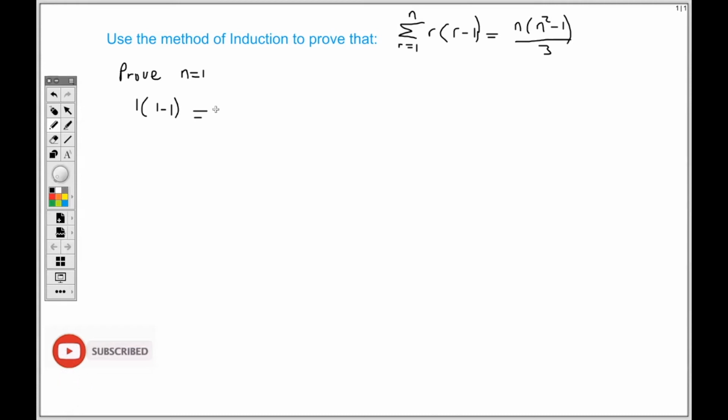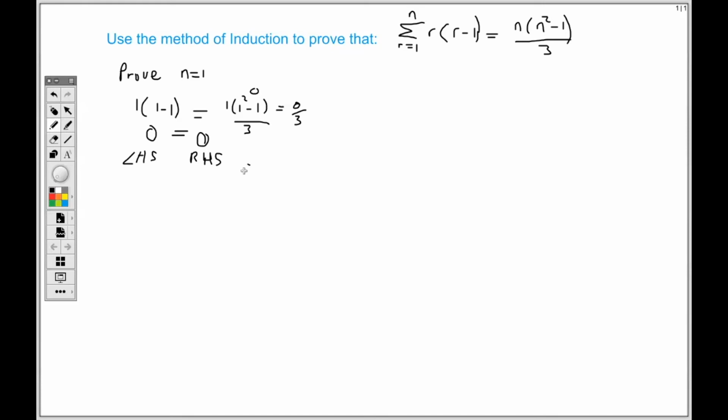On the right hand side, I am going to also replace n to be 1. So I have 1 open bracket, 1 squared minus 1 all over 3. Calculating this, 1 minus 1, that's 0. So this part will be 0. You know 0 times a number is just 0. Numerator, 1 squared is 1, so 1 minus 1, that's 0. 0 times 1 is 0. So in the numerator I have 0 and the denominator is 3. So 0 over a number is 0. So here I've proven that the left hand side is the same as the right hand side, and it means that it's true for n equals 1.